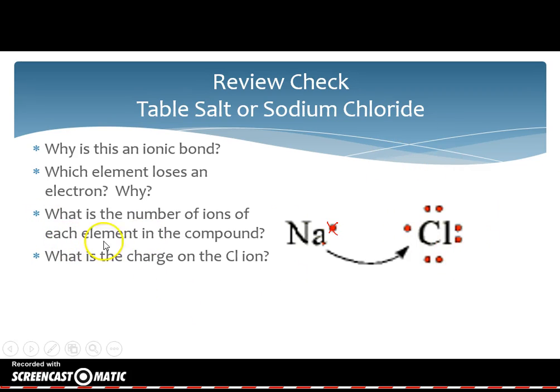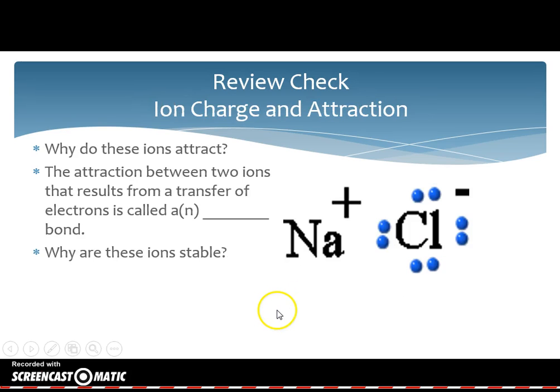What is the number of ions of each element? In this case, it's 1 to 1. Think about your charges. Na plus, Cl minus. They're equal, so they go together 1 to 1. The charge on the Cl, well, it gained that extra electron. It was the minus. Next question, why do these attract? Well, they're oppositely charged. Opposites attract. The attraction between two ions that results from a transfer of electrons is called, hey, that sounds like a test question if I've ever heard one, an ionic bond.